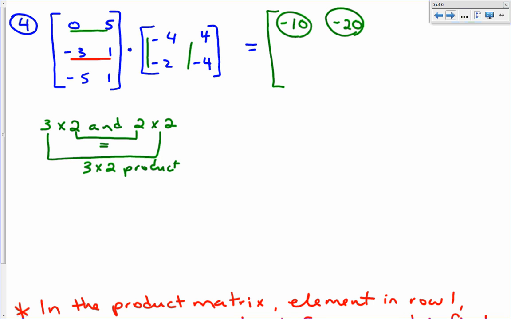So there's positive 12 minus 2 for 10. And I'll move to column 2 now with the same row. I've got negative 12 minus 4, negative 16. Now I'm ready to do row 3. We'll do that one in black. So row 3 with column 1 is positive 20 minus 2, which gives me 18. And with column 2, I've got negative 20 minus 4, negative 24. And there's my solution, or my product of those two matrices.